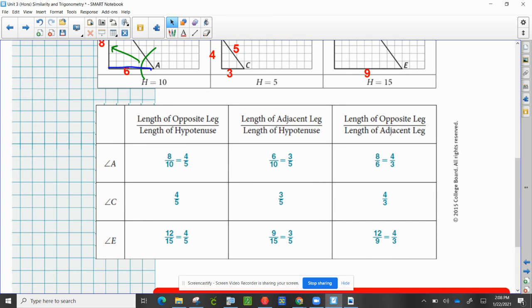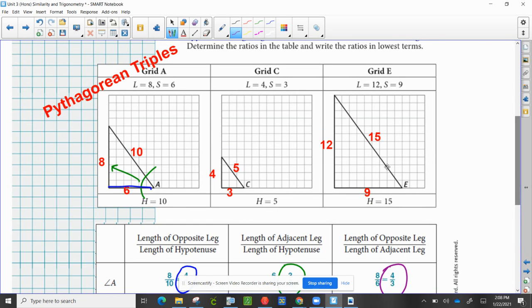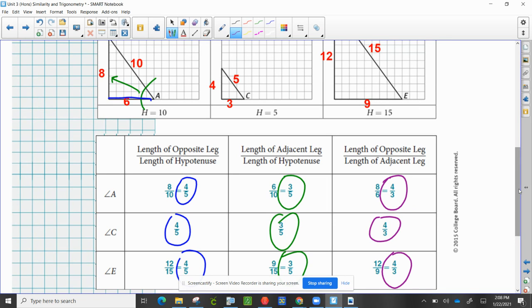Okay, so something I want to point out and that we hopefully noticed is all of these for the opposite and hypotenuse were the same. Same thing with the adjacent hypotenuse ratios and our opposite adjacent ratios. They all ended up being the same fraction. And that's because all three of these are similar triangles, okay? Similar right triangles. All right, let's move on to the next page here.